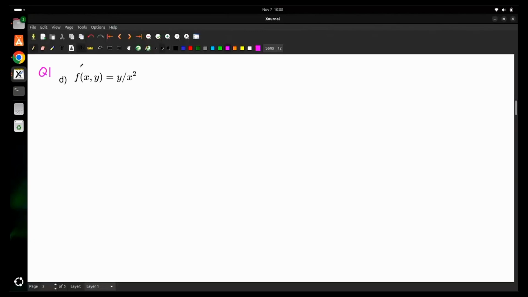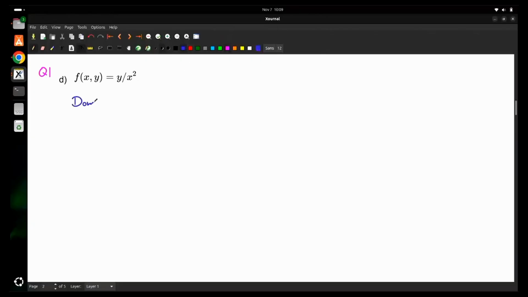Alright, so for 1D, you have a multivariable function of two variables, x and y, defined to be y over x squared. First of all, we are supposed to define the domain and range. You can observe that this is y over x squared, and when x is 0, it will be undefined. But really y can be anything. It's just that x cannot be 0. So therefore we can write the domain down.